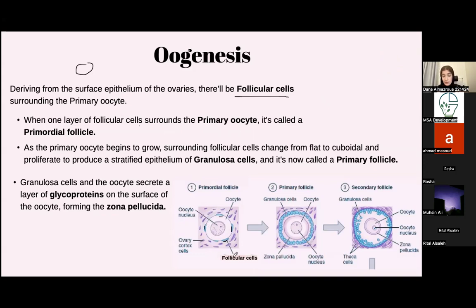These blue cells are what we call follicular cells. Where did these cells come from? It's just from the epithelium of the ovaries. They go down and they start surrounding the cells. When they surround the cells, we call them follicular cells. So the primary oocyte is now surrounded by follicular cells. Do you understand this?